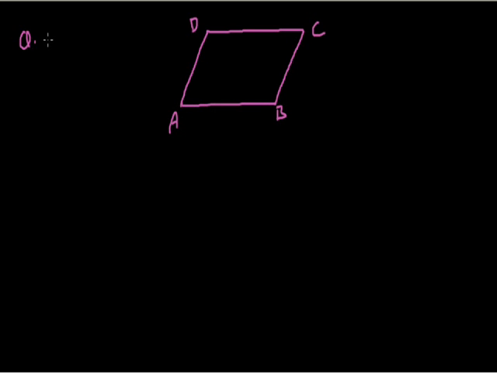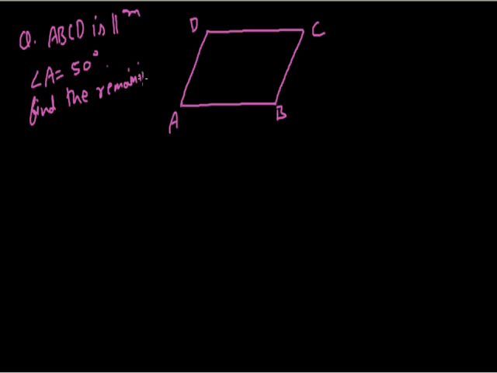Now we see the sum problem based on parallelogram. In the given figure, ABCD is a parallelogram in which angle A is equal to 50 degrees. Find the remaining angles. So in order to find the remaining angles, what we are given is angle A is 50 degrees. So this angle is 50 degrees.